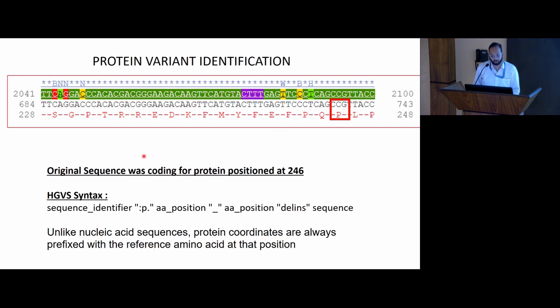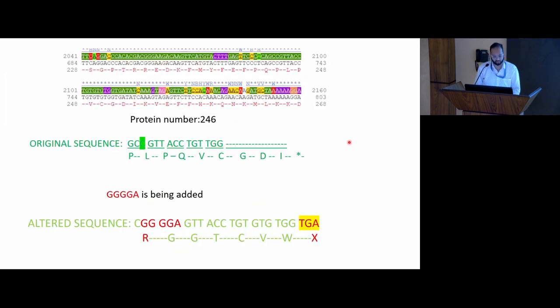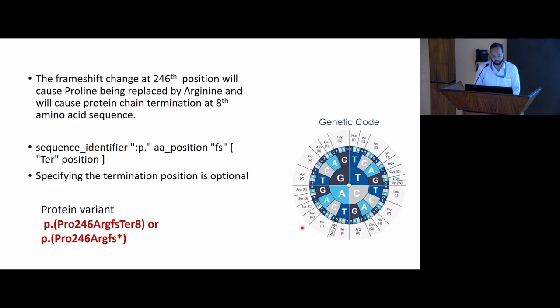My original sequence was coding for protein position number 246. But now, after this change, this GGGG being added will result in a frame shift. This tool has already shown that this will result in a frame shift, and after 8 amino acids there will be a stop codon. So the frame shift at position 246 will cause proline to be replaced by arginine and will cause protein chain termination at the 8th amino acid. So my protein variant would be p.Pro246Argfs*8.